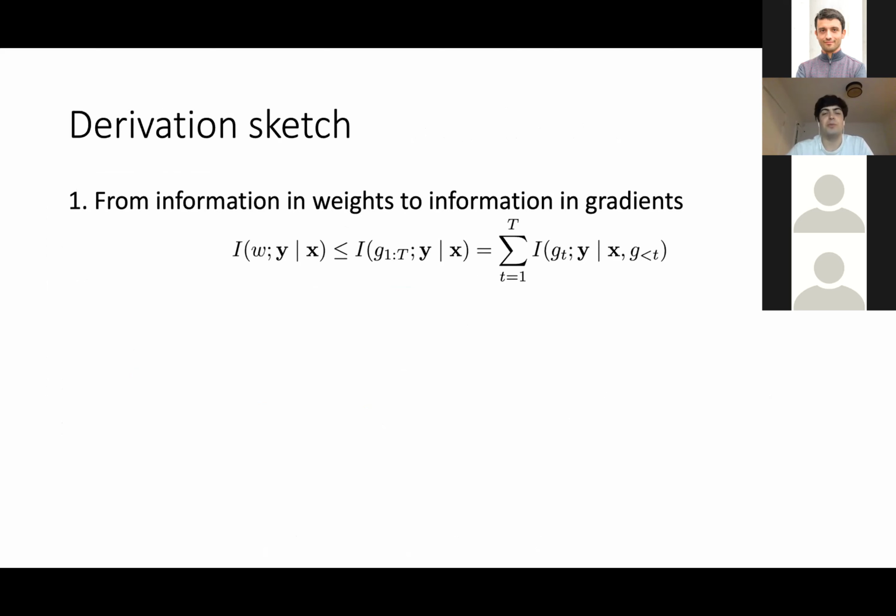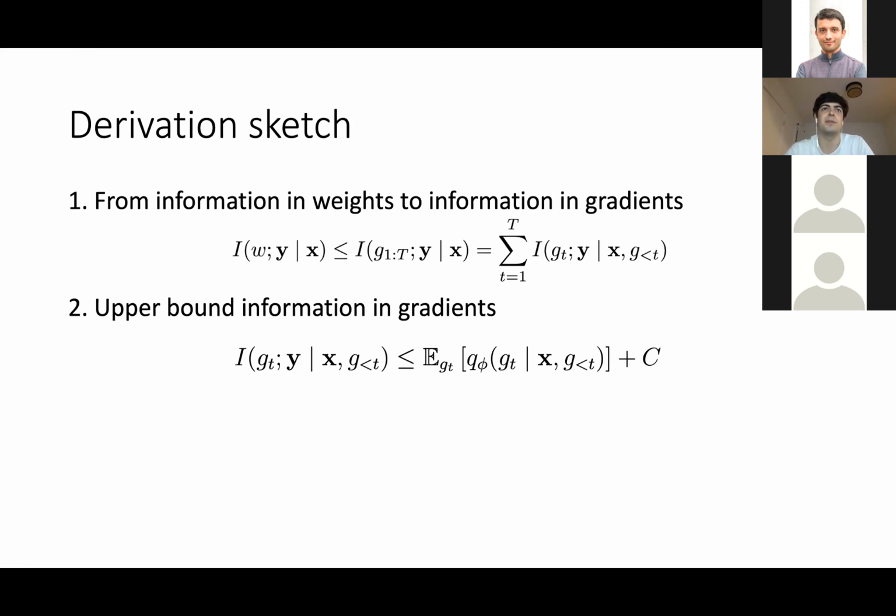So we have this information term, label noise information. The key trick in this paper, which was the novelty, is to relate information in weights to information in gradients. In machine learning, when we train neural networks, we do a sequence of gradient updates, and the final weights are just some aggregation of them. So you can apply the chain rule of mutual information to bound information in weights via this formula presented here. The next step is to upper bound mutual information by introducing some distribution Q phi. This is called variational upper bounding of mutual information.